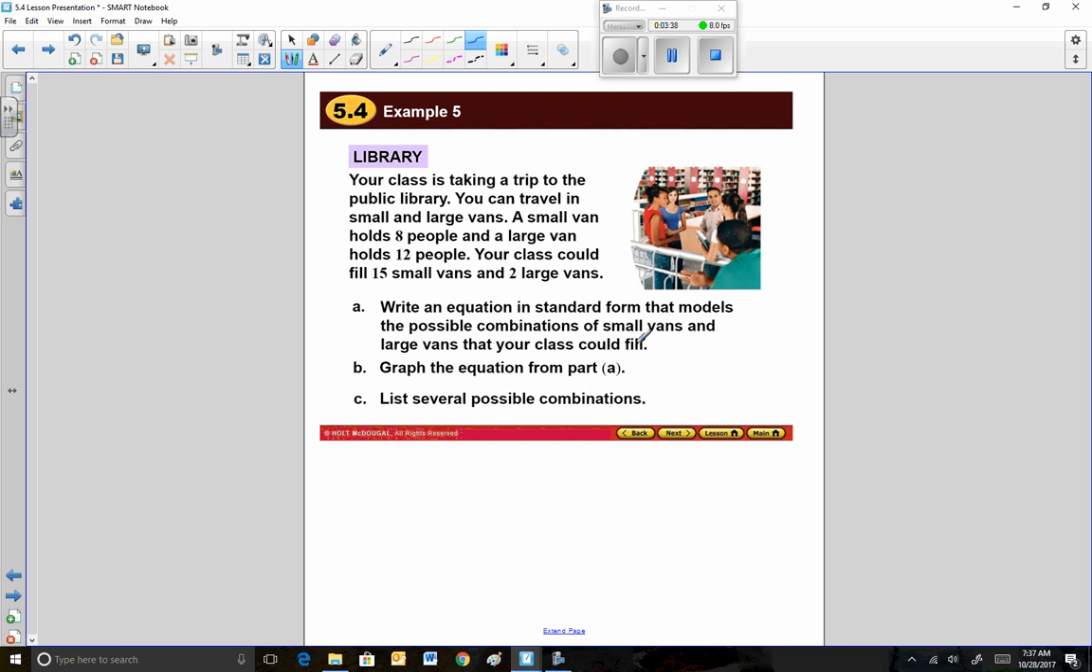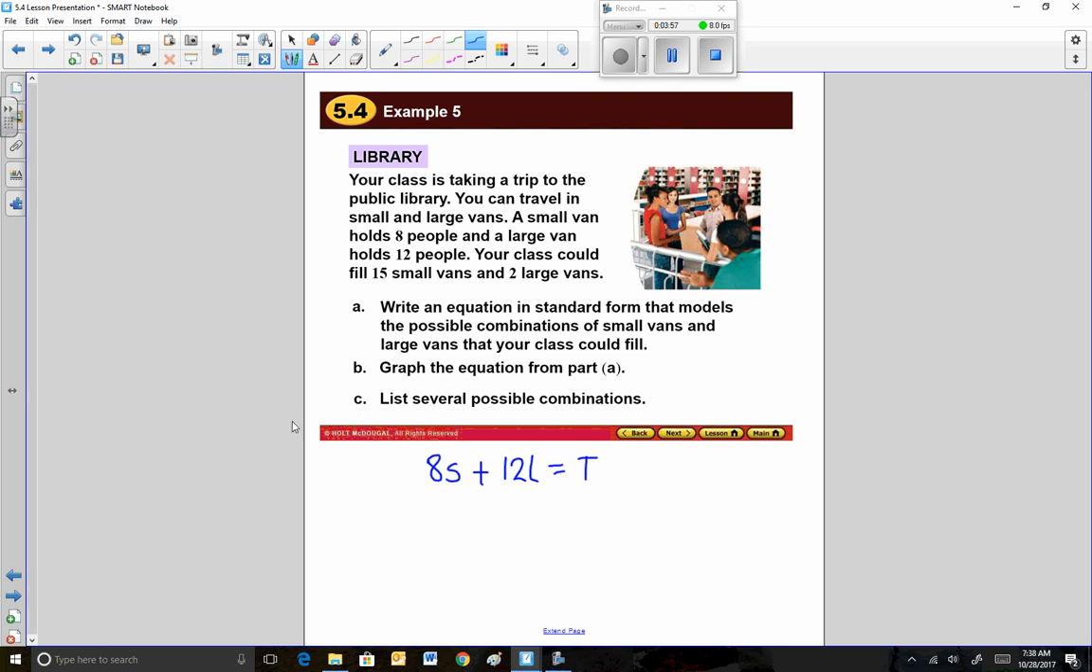We're going to take a small van. How many people can fit in a small van? 8 people. So 8 people for the small van and 12 people in the large van. So plus 12 in every large van. And that will get us our total that get to go on the trip, right?